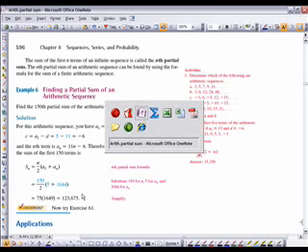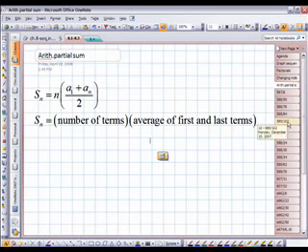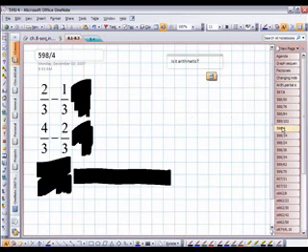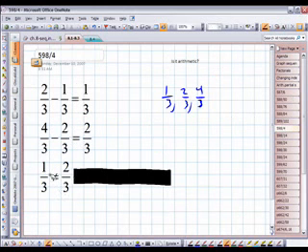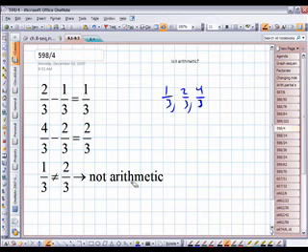A few more sample problems. The idea here is to find out if you have an arithmetic sequence. The sequence is 1/3, then 2/3, then 4/3. So we have 1/3, 2/3, 4/3, and is this arithmetic? You'll learn it's actually called geometric later. So we define the common difference. We subtract and get 1/3, we subtract and get 2/3. 1/3 is not 2/3, so therefore it's not arithmetic.